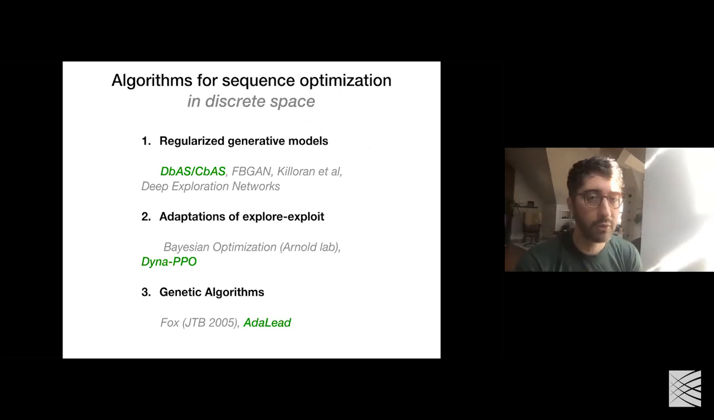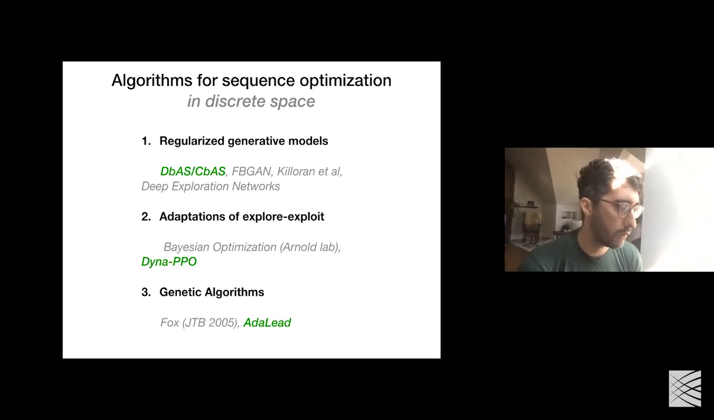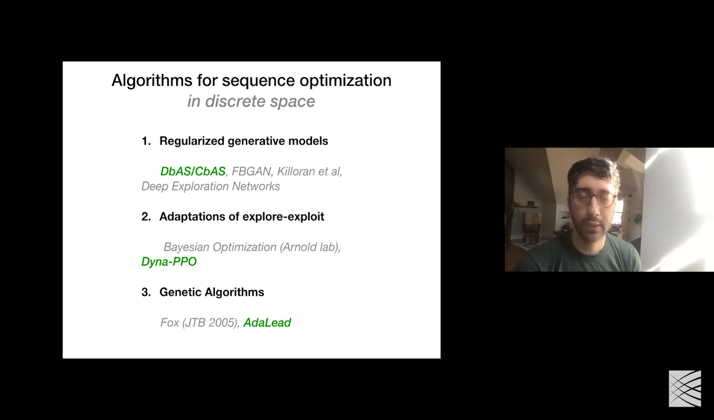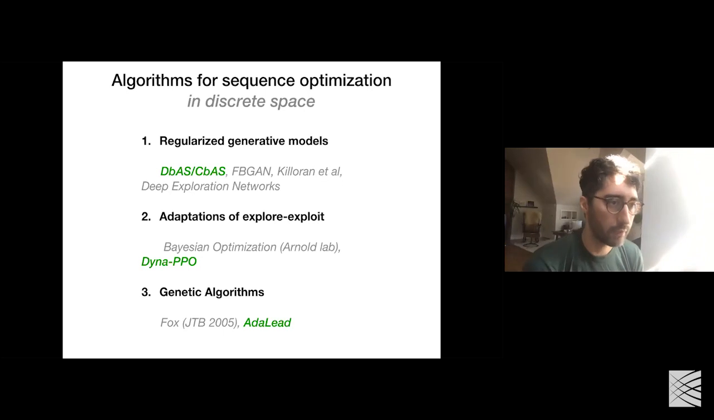And we have also recently revisited genetic algorithms and came up with a very simple variant of the Wright-Fisher algorithm and found that it's actually fairly strong still. So it's easy to implement, and I think it has value as a way of comparing whether more sophisticated algorithms are actually improving in performance over an evolutionary algorithm.